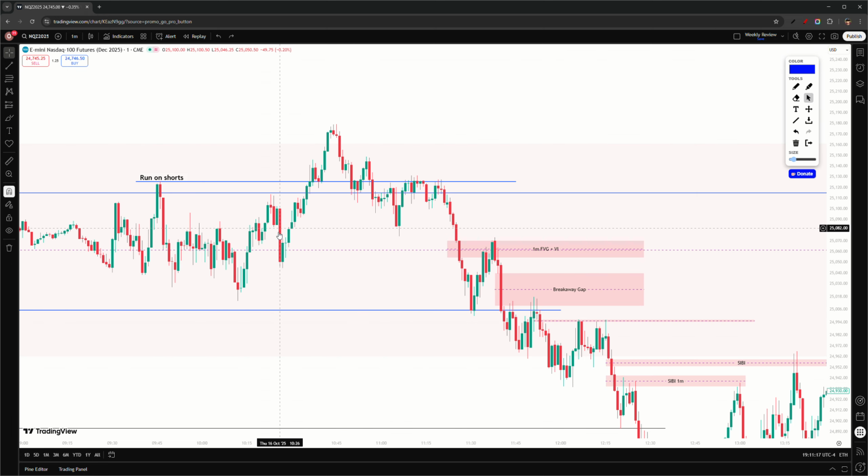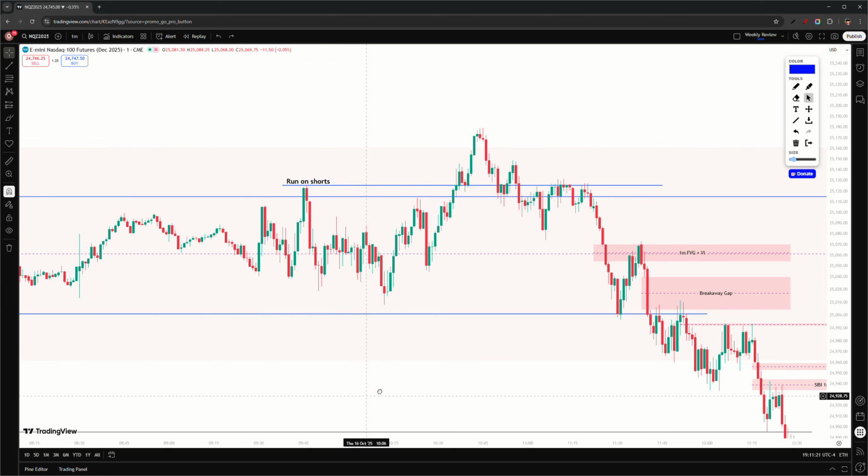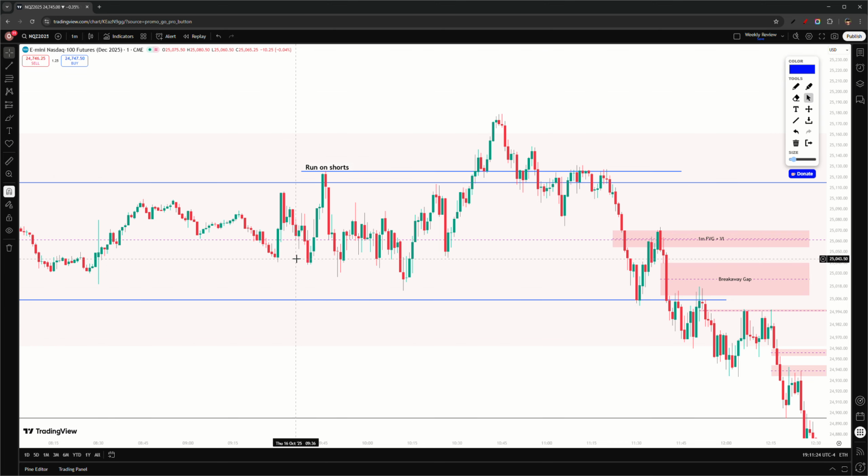So here we opened right about here. This was where we opened. Let me get that right. Okay, we opened right about here. This was the AM session, the start of the AM session.